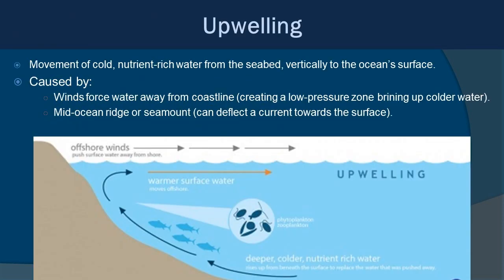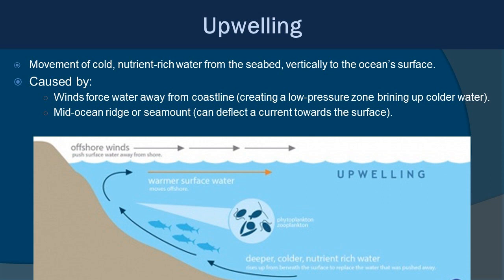So the first thing we're going to look at is upwelling, and this is going to be a theme throughout what we talk about all year. And it is specifically tied to productivity. Upwelling is the movement of cold, nutrient-rich water from the seabed vertically to the ocean surface.